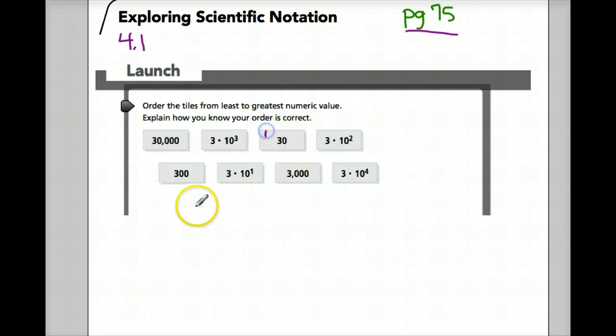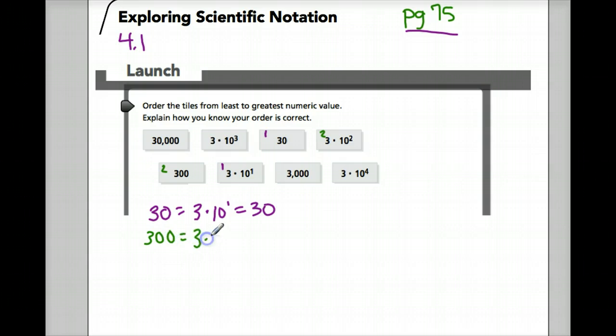So let's take 30 for example. 30 is the same as, or equals, this one right here: 3 times 10 to the first power. 3 times 10 to the first power, that's just 3 times 10, which equals 30. So now let's look at other ones that match. We see 300 here, I'm going to put a 2 there. It's equal to 3 times 10 to the second power, because 10 to the second power is equal to 100. 3 times 100 equals 300.